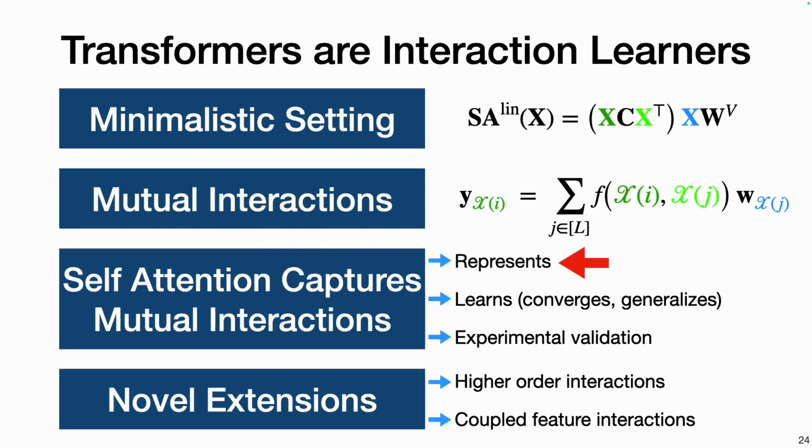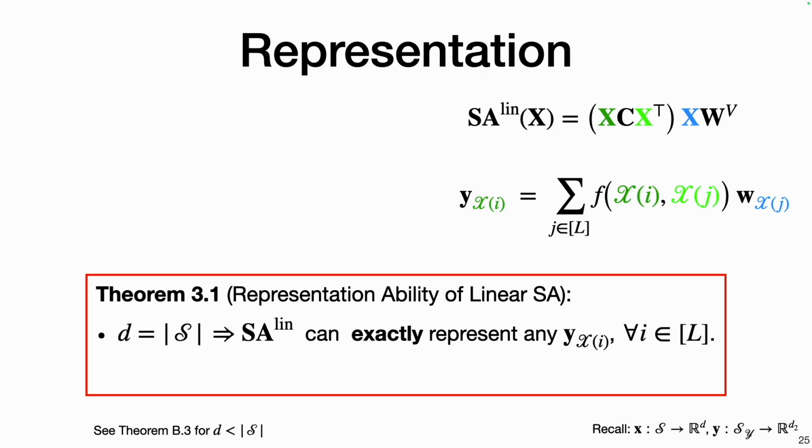With that, we can now explain the theories for our claim, that is, linear self-attention captures mutual interaction. Let's start with the representation. If the embedding dimension is equal to the domain size, a single-layer linear self-attention can represent these aggregate pairwise interaction functions for all entities simultaneously, exactly with zero error.